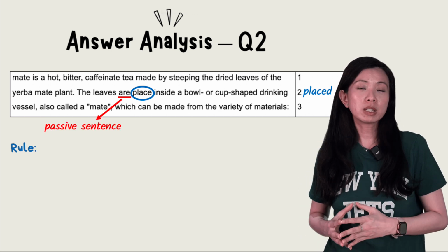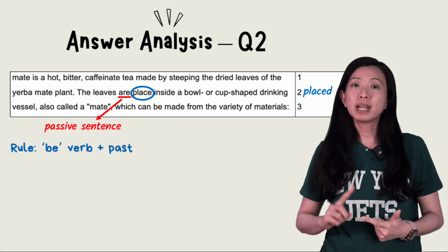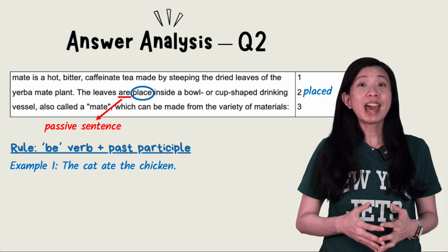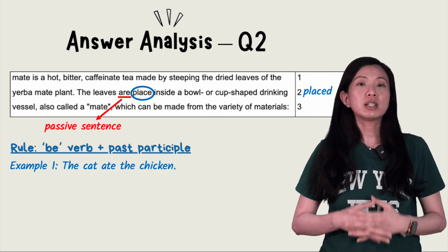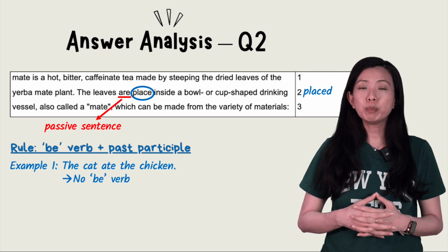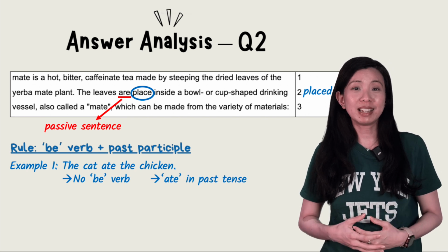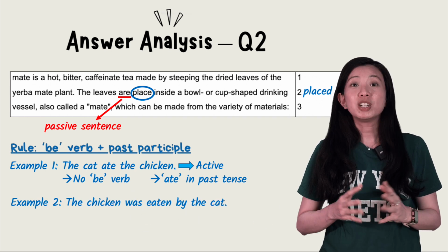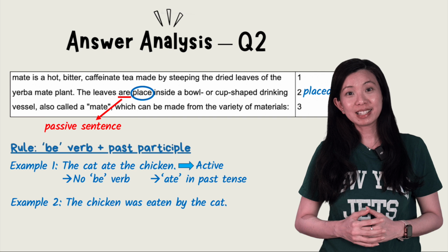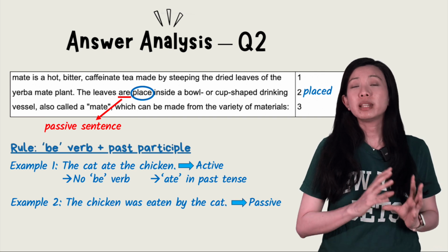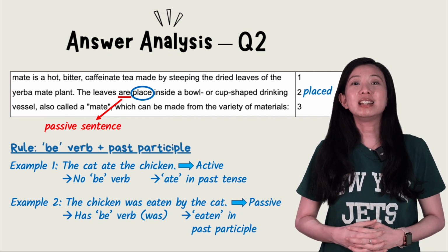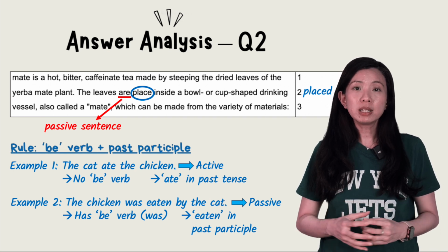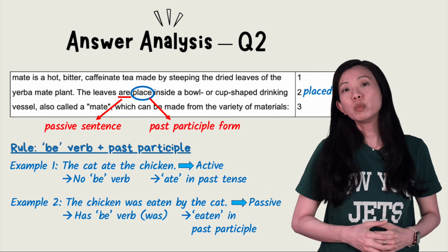So the rule for a passive form is always a be verb plus a past participle. So let me give you some examples. The first one, the cat ate the chicken. This is not a passive sentence because there is no be verb, and ate is in the past tense. So this is an active sentence. Let's take a look at another example. The chicken was eaten by the cat. This is in the passive form because there is a be verb there, and eaten is in the past participle form. So coming back to line 2, the word place should be in the past participle form, which is placed.